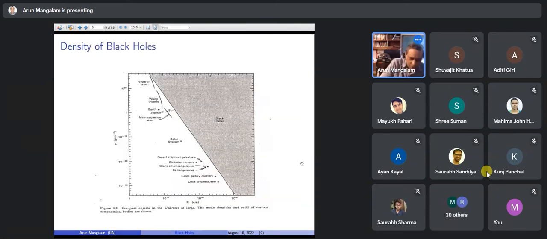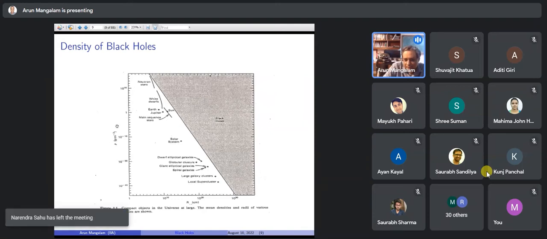All right. So what are the conclusions that one can make about compact objects? Suppose I draw this figure of density versus radius, right? So this is M over r cubed, and this is r, right?